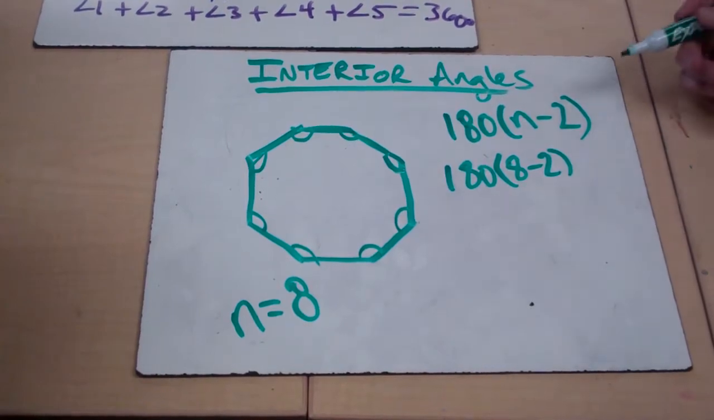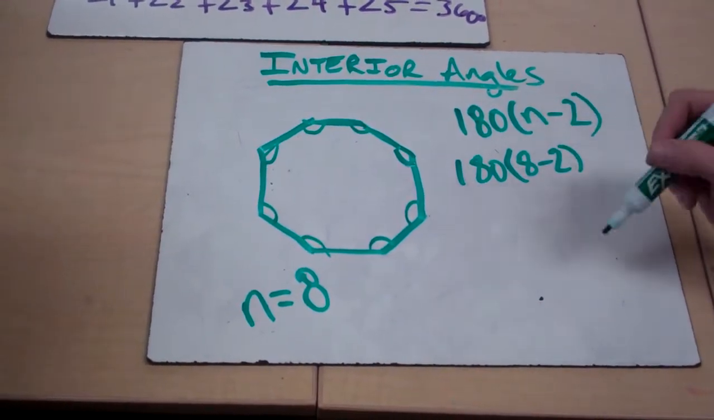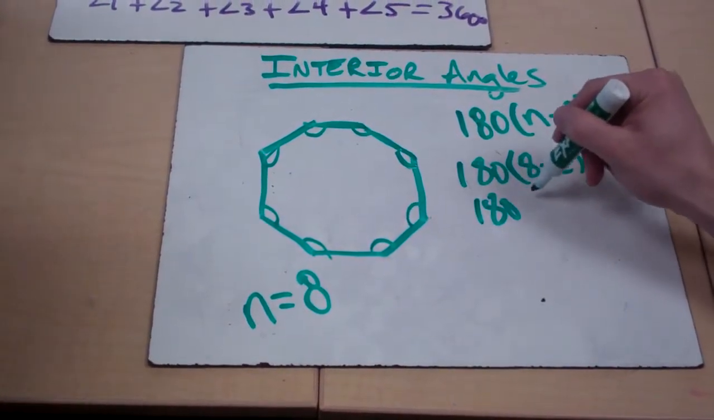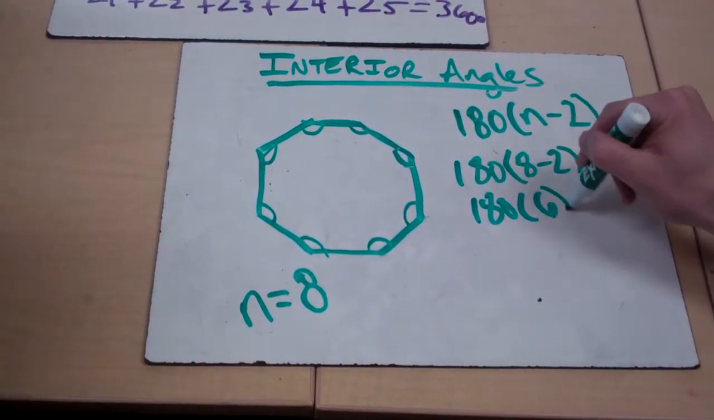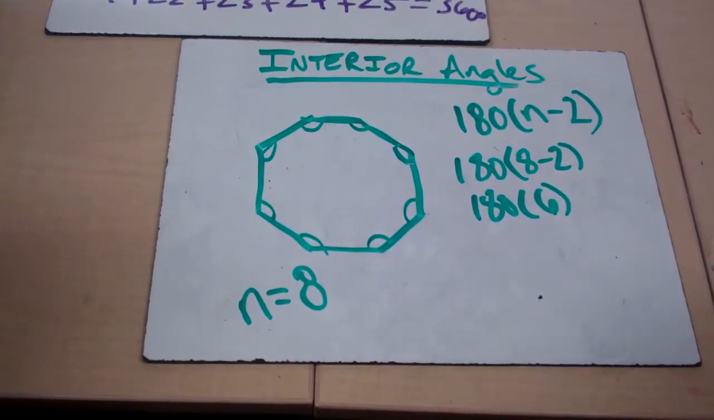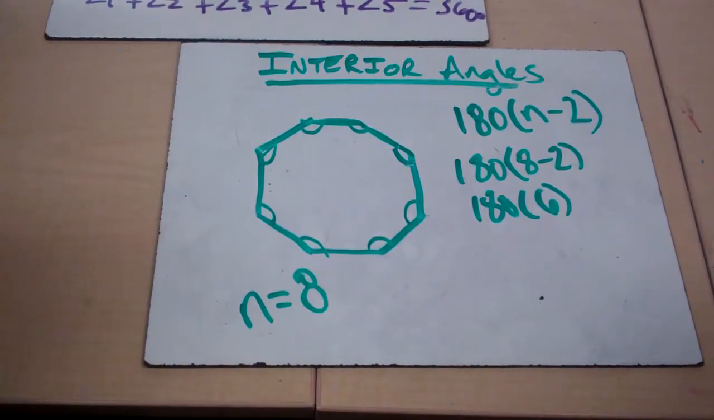Okay? Remember my order of operations? I'm doing parentheses first, so I get 180 times 6, since 8 minus 2 is 6. Okay? 180 times 6, Mr. Athmer, you got a calculator on you?